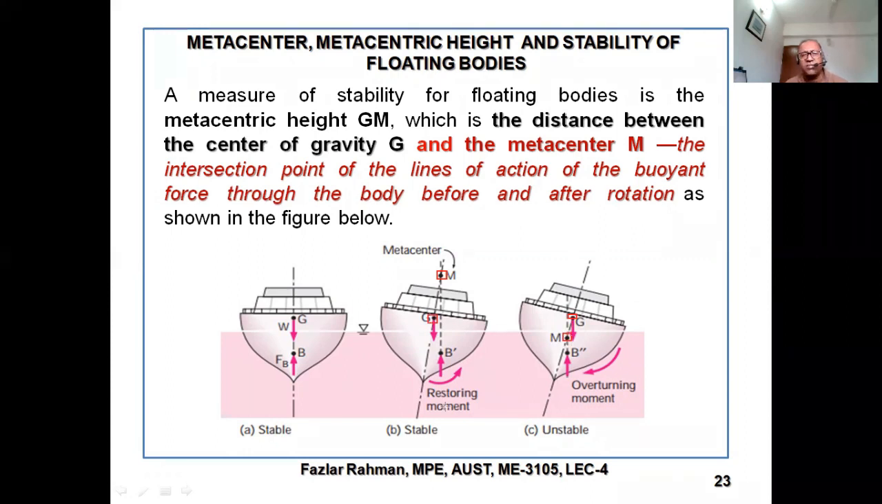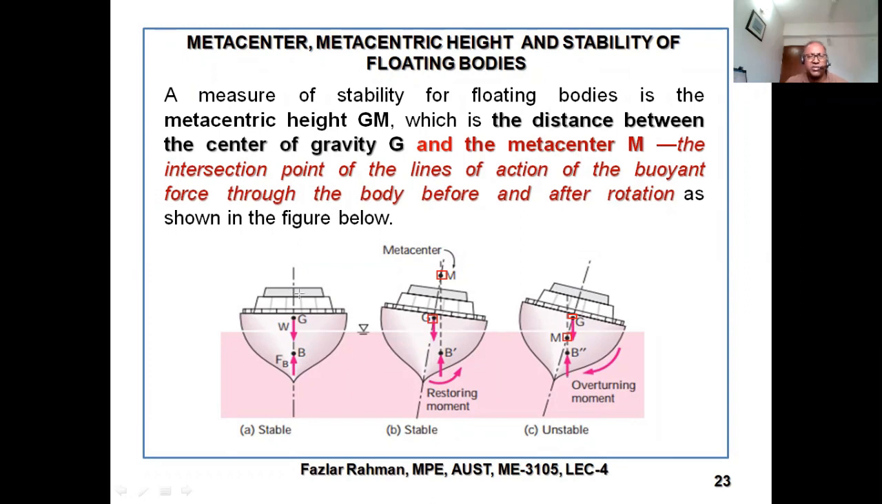Now we need to know that by measuring this distance, whether it is a negative or positive value, you can figure out whether your boat has a restoring moment or will float with an overturning moment. Okay. So what is the GM? It is the distance between the center of gravity G and the metacenter M. Now, what is the metacenter? The intersection point of the line of action of the buoyant force through the body before and after rotation.